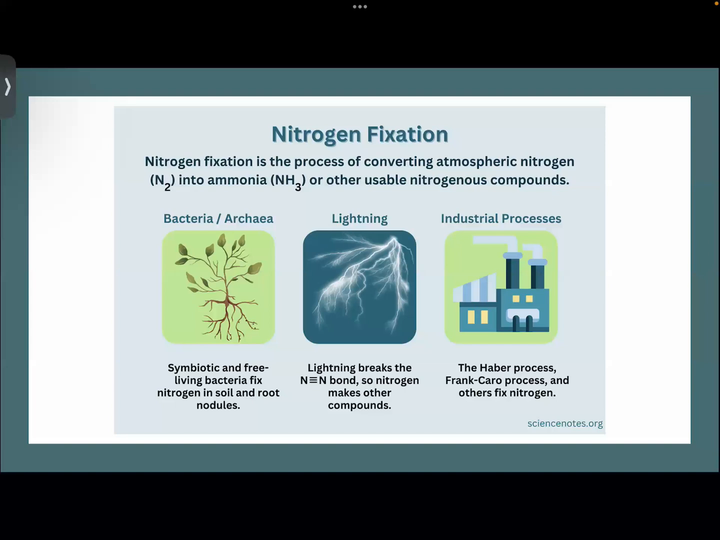Okay, now further, let's talk about nitrogen fixation. Plants require different types of nutrients. Some are minor nutrients, some are major nutrients required by the plants. One of the major nutrients required by the plant is nitrogen. But the roots of the plants can't get it directly from the atmosphere because it is not in soluble form.